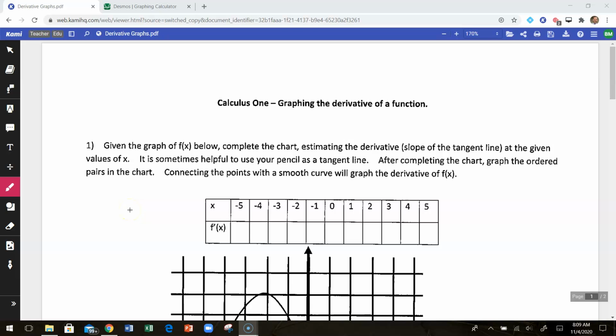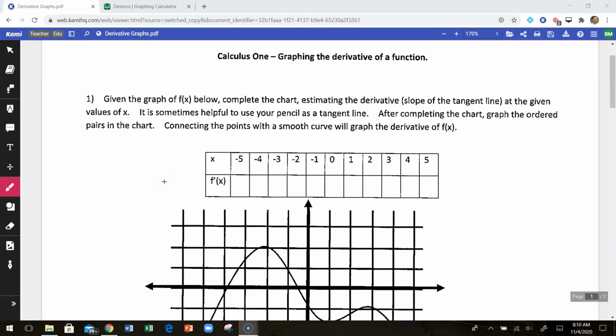Okay, in this video we're going to discuss how to graph a derivative. So if you have the function, then graphing the derivative shouldn't be hard if you can find derivatives, right? If I know the function is something like f of x equals x cubed, then I know the derivative f prime of x is 3x squared, and I could graph that.